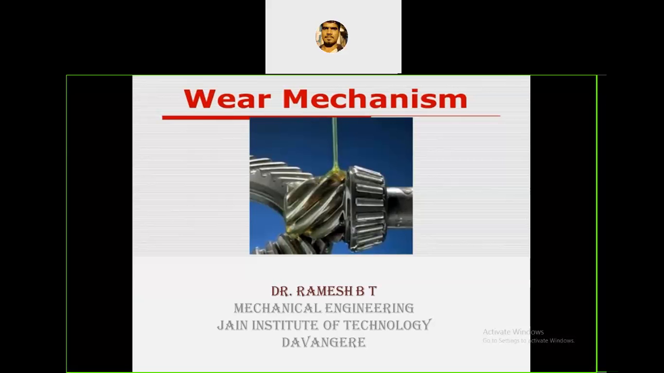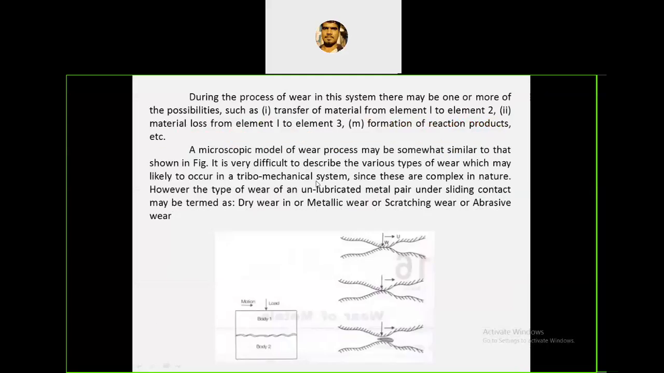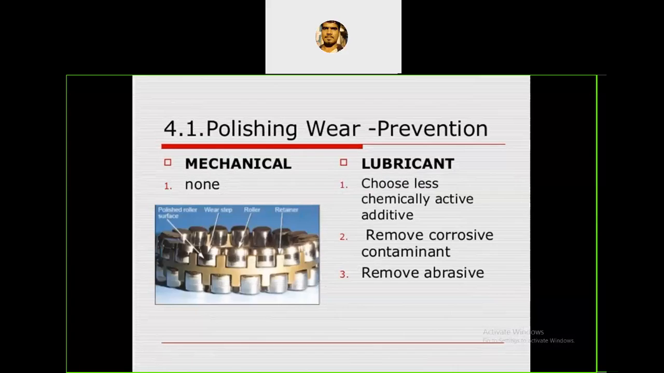Okay. So continuing from the previous class, we already discussed different types of wear, as well as how we can prevent wear with the help of mechanical means or lubrication. That is what we discussed. And also one important theory we discussed, that is delamination theory. So with the same flow we will continue.